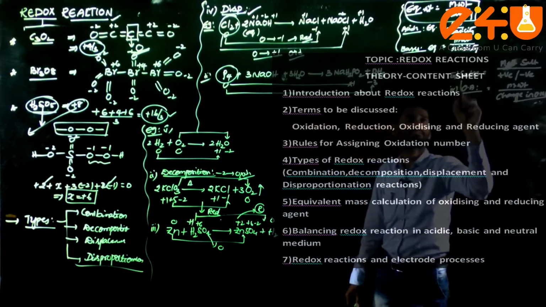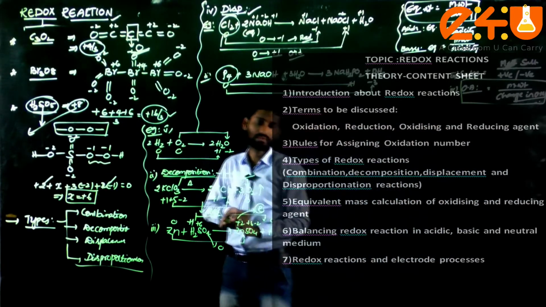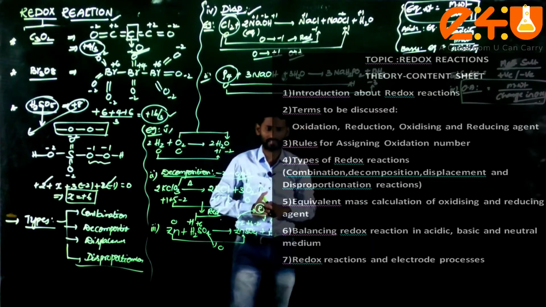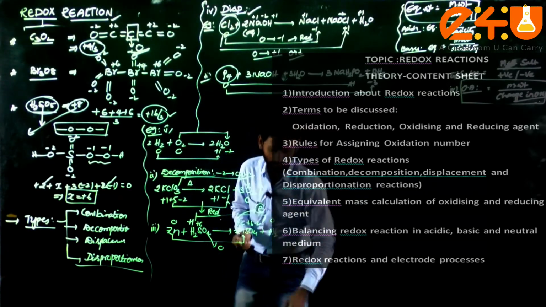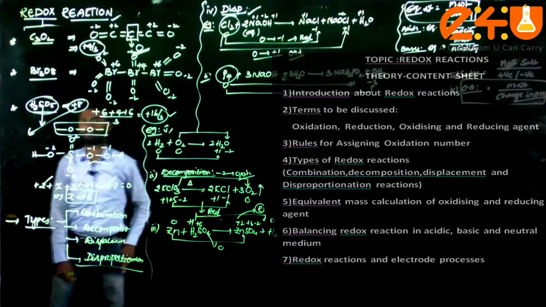Based on this we are going to solve some MCQs. Dear students, please note down. Balancing redox reactions, one small part is there, and the electrode process is there. Now please note down.